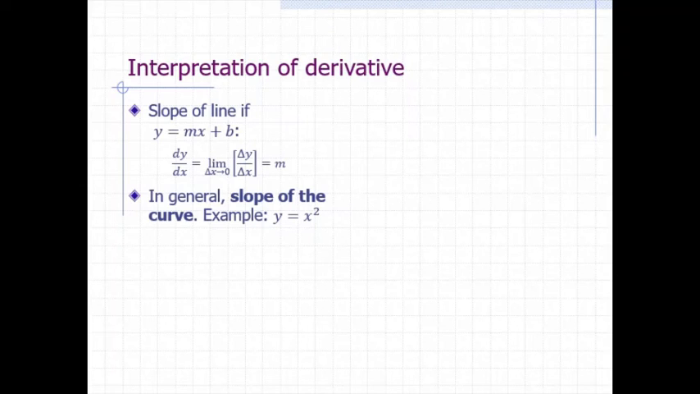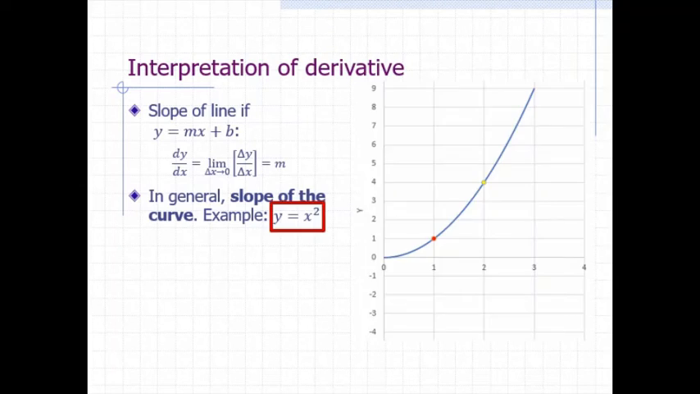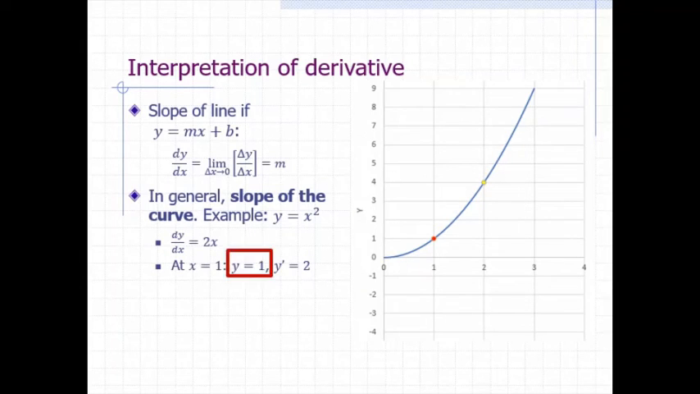Let's look at a specific example. Here's a plot of y versus x if y is equal to x squared. Notice that the plot is not a straight line. Previously, we have shown that the derivative of x squared is 2x. Let's examine the point at x equals 1. y is 1 squared, so y is equal to 1. Here's the point. Remember that the derivative at this point is 2x. Since x is 1, the derivative is 2 times 1, or 2. We say that the slope of the curve at this point is 2.